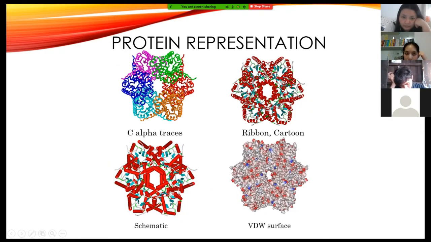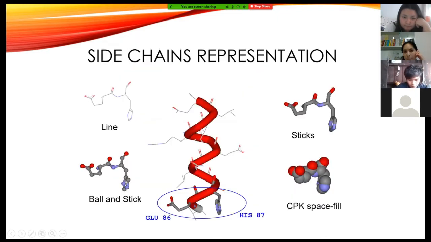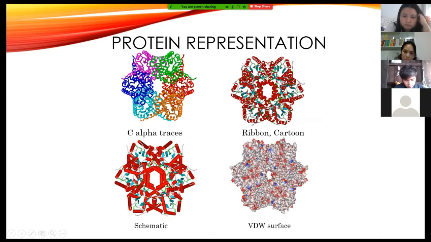So let me introduce you a little bit more. After we have the line representation, we have the alpha tracing of the line representation based on the main chain of the protein. If we omit all the side chains and only retain the main chain, you can see the overall organization of the protein structure like here. Alpha traces basically draw all the tracing of the alpha carbon.